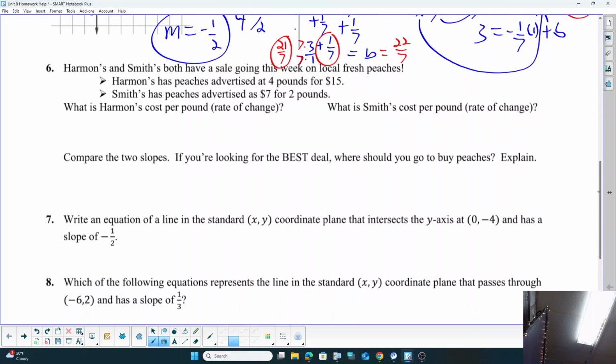So both have a sale going on this week. 4 pounds for $15 or $7 for 2 pounds. So what is Harmon's cost per pound rate of change? What is Smith's cost per pound rate of change? Compare the 2 slopes. If you're looking for the best deal, where should you go to buy peaches? Explain. So give that one a try.